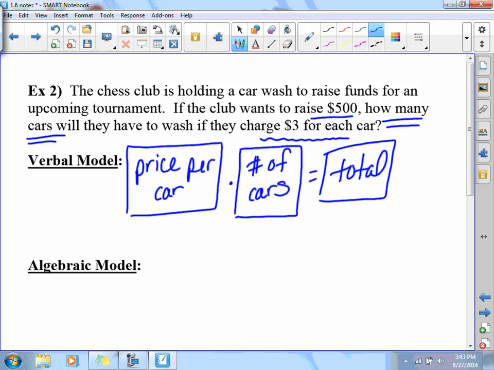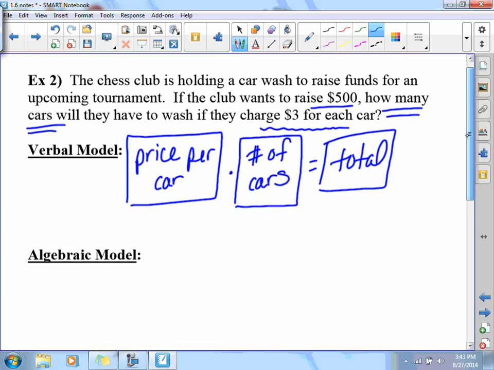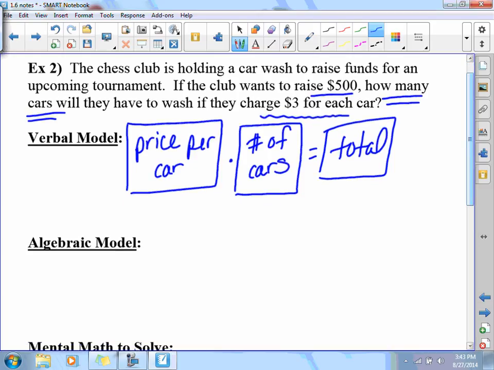And I like to put each little part into little boxes or little chunks so I can see it as separate little parts. So now I'm going to substitute in any information that I know so I get my algebraic model. I have $3 per car times the number of cars. I don't know. I'm just going to call that C. I don't know how many cars we're going to have to wash, but I want to raise a total of $500.